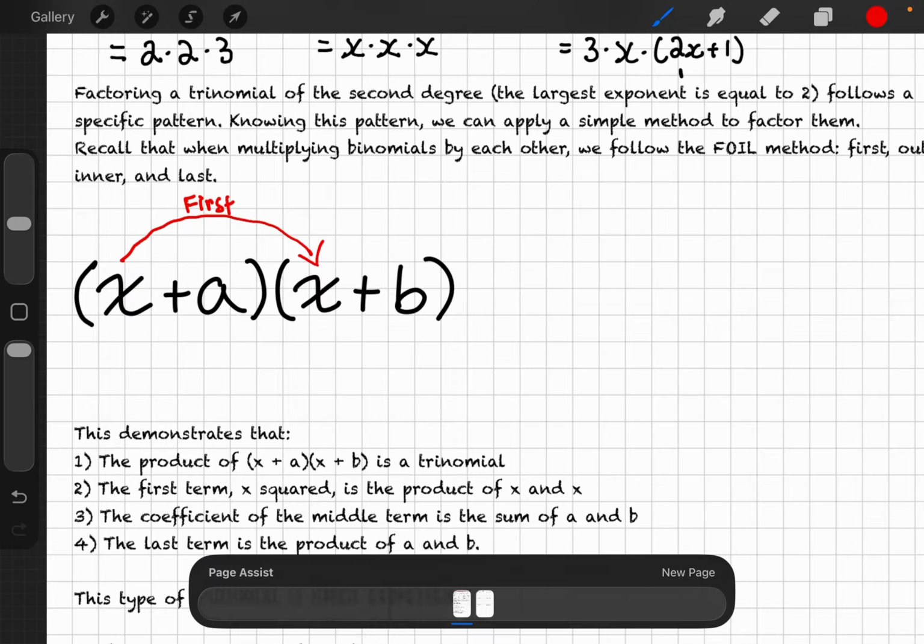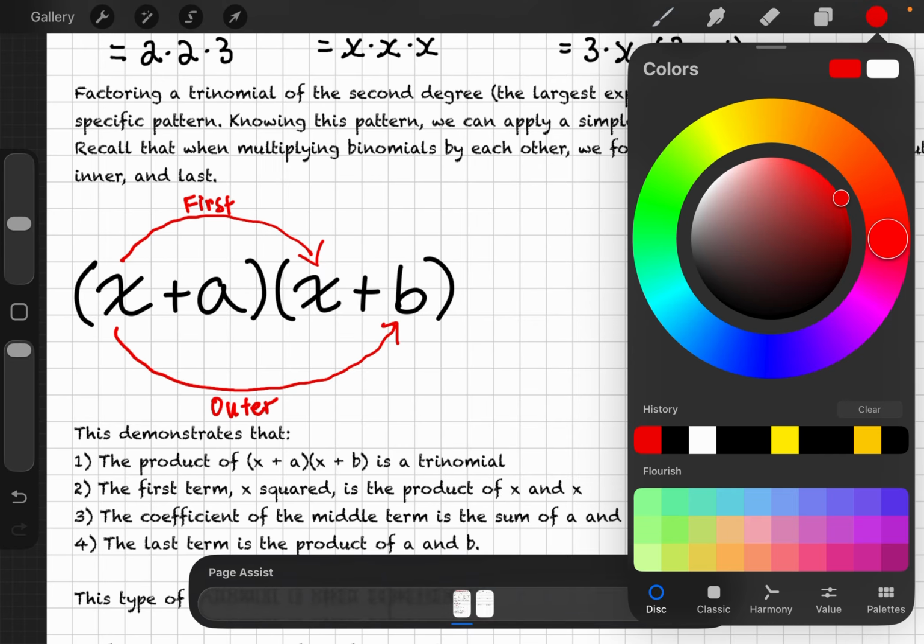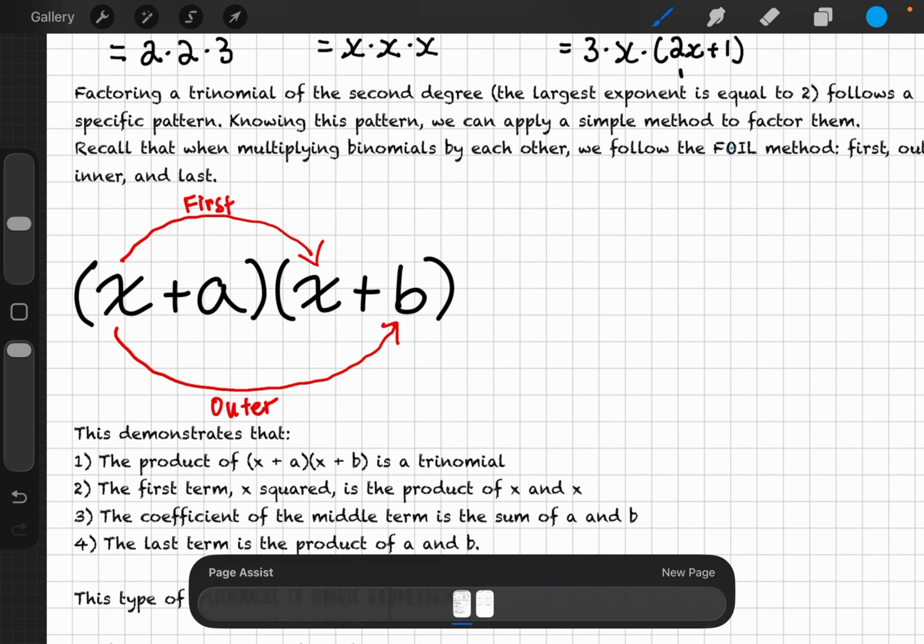Next, we do the outer ones. So here we have x times b. Outer. This is the O of FOIL. And then the next ones, so FOIL, F-O-I. So this will be inner. These two will be multiplied together. The most inner terms. This is the I of FOIL. And then the last one is last, the L. Last two numbers. Last, all right?